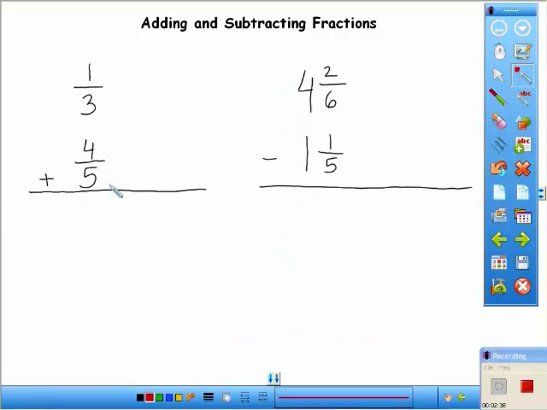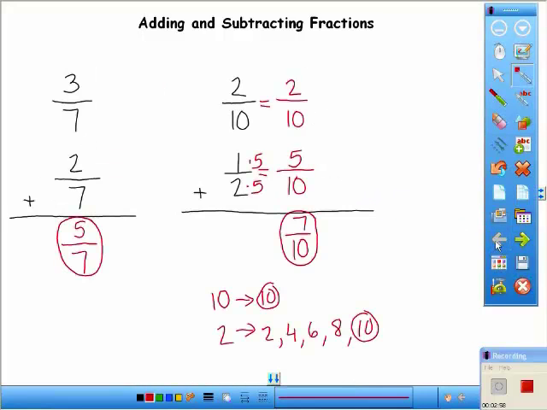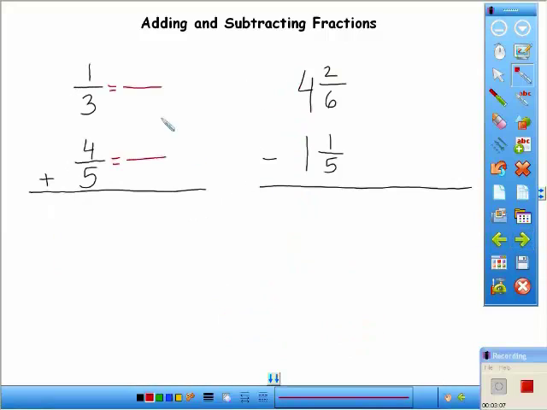1/3 plus 4/5. Are the denominators the same? Nope, they're not, so we have to do what? Make them the same. And remember, kind of a shortcut is, will one of the denominators go into the other one? No, it won't. So unfortunately, I can't do it that way. If we go back to the previous problem, did 2 go into 10? 2 does go into 10, so 10 would be your least common denominator. But on this problem, I don't have that shortcut to use. 3 doesn't go into 5, so I can't use that.